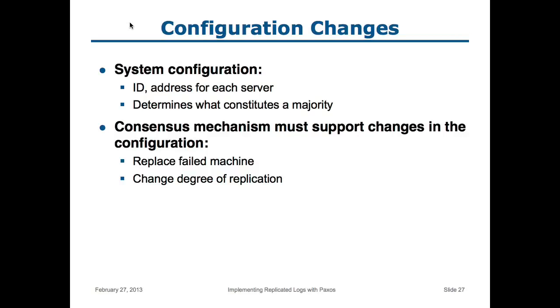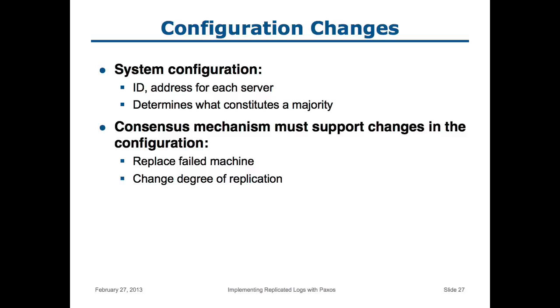This brings us to the last of the six parts of the Raft protocol. We need to have some mechanism for changing the system configuration over time. And when I say system configuration, what I mean is information about the servers that are part of the cluster. So that consists of the ID of each server and a network address that can be used to communicate with it. This information is really crucial because it's what determines what we need to do in order to get a majority vote for things like electing a leader or committing a log entry.